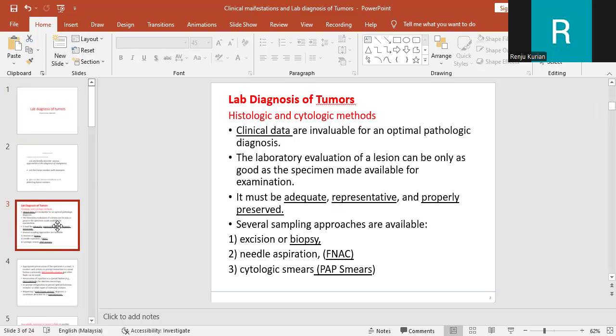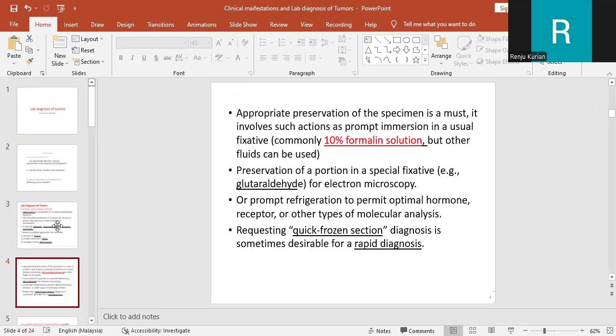In any hospital, the three common investigations used for diagnosis of a tumor include FNAC, pap smears, and biopsy. The specimen sent to the laboratory must be adequate, representative, and properly fixed. The gold standard investigation for diagnosis of a neoplasm is biopsy. Biopsy specimens are usually sent to the laboratory in 10% formalin solution.